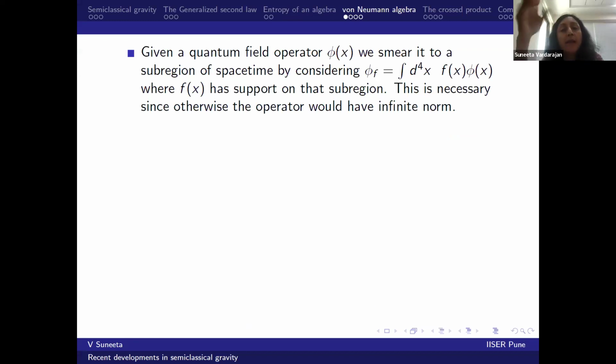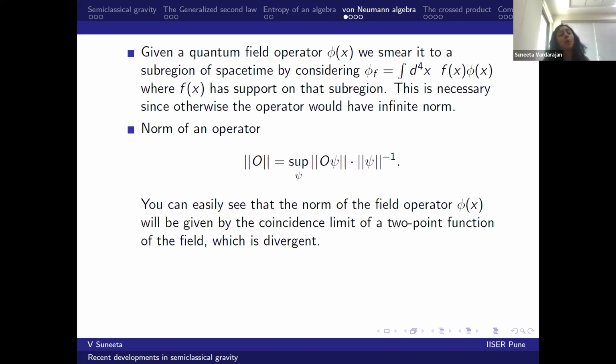Now, what do I mean by field operator? That also I have to define. Suppose we have a quantum field, say phi, which is a scalar field. It depends on the space-time point x. What I will do is smear it to a subregion of space-time by considering the integral. I integrate over the subregion of space-time the function times the field, where the function f of x has support on that subregion. Why should I do this smearing? This is absolutely necessary, since otherwise this operator would have infinite norm.